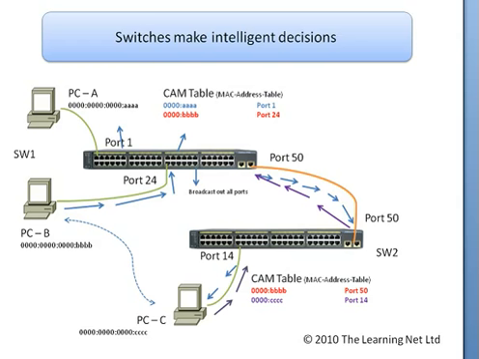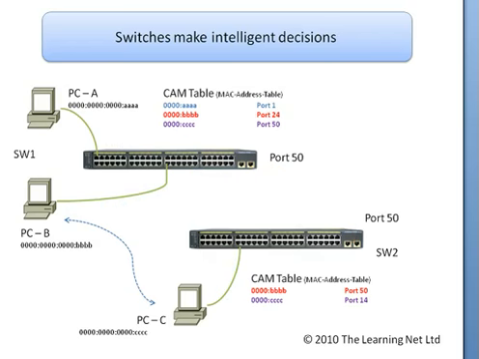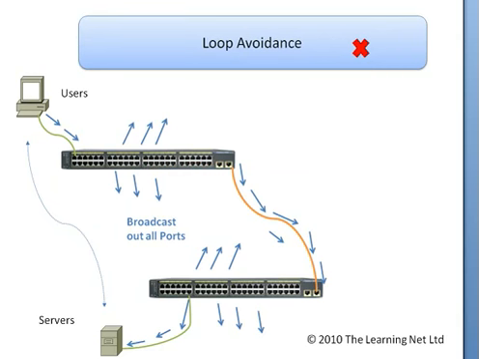And here's where switch number 1 realizes, look at this. I've just received a frame on my port 50 with a source MAC address of PCC. So he'll mark it in his MAC address table as port 50 for that MAC address. And that's how we make intelligent decisions. That's how we learn MAC addresses. So now when PCB wants to talk to PCC, they just need to communicate via their own ports and port 50. Nothing else, no one else needs to get involved.